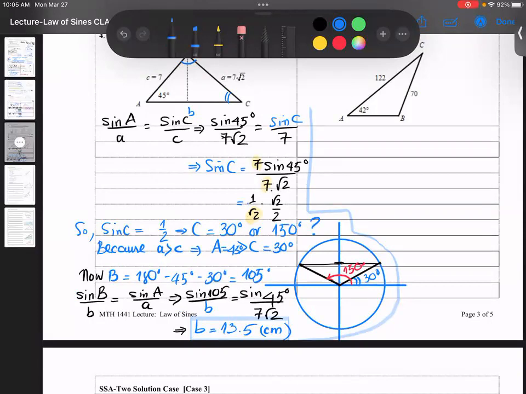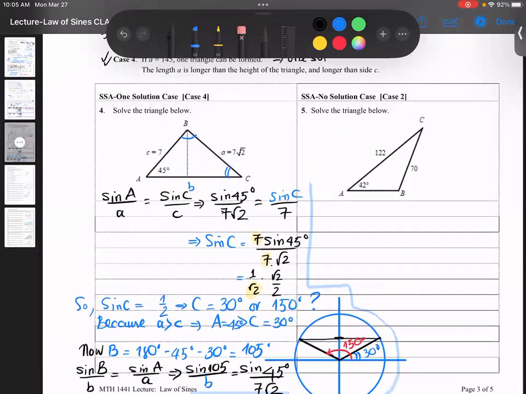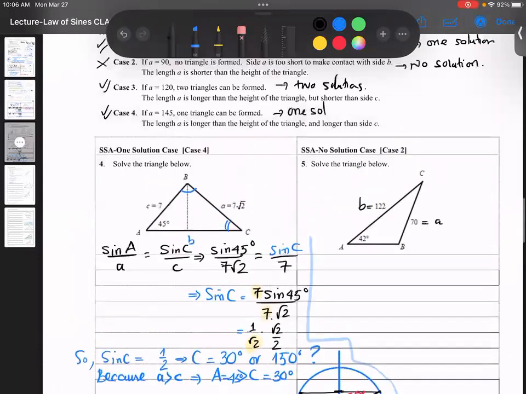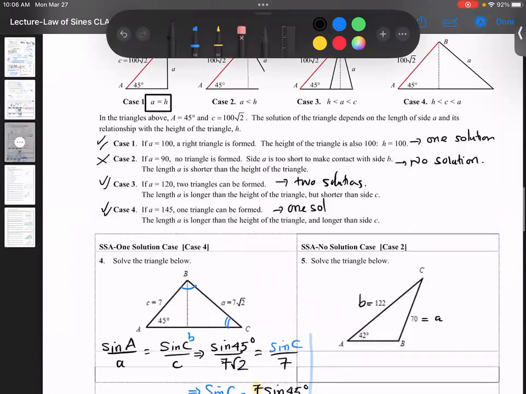All right. Number 5. Given the triangle below, little b equals 122, little a is 70. You solve for the rest. This is the ambiguous case, and in this case it means it has no solution. I'll show you why it has no solution.